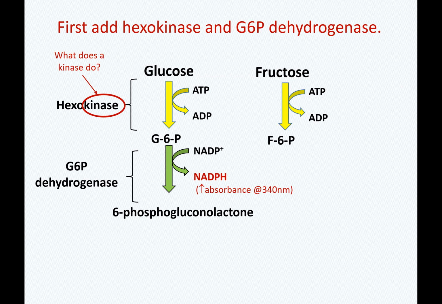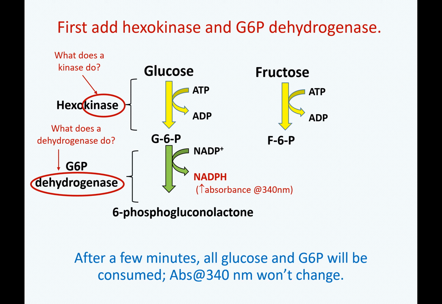Think about what a hexokinase does. It will take our ATP and go to ADP. It's adding a phosphate to our glucose to give G6P, whereas our dehydrogenase is taking a hydrogen and adding it onto the NADP to give you NADPH.